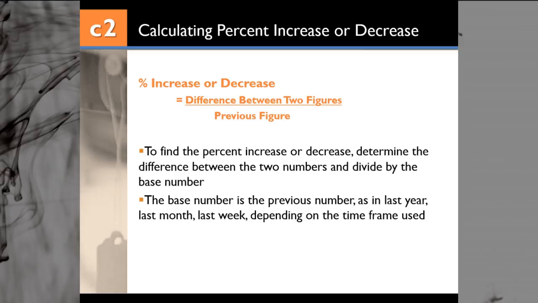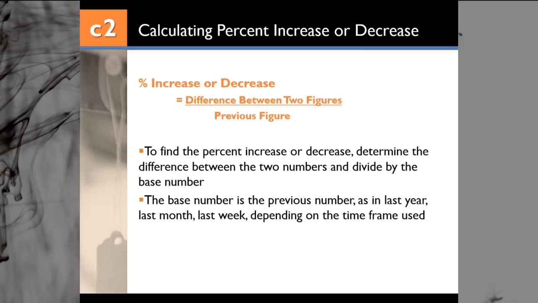Okay, in this question, percent increase or decrease can be calculated by the difference between two figures divided by the previous figure. And to find the percent increase or decrease, determine the difference between the two numbers and divide by the base number. So the base number is pretty much the previous figure. It can be the previous sale, or like last week's sale or something, then you can put that as a base. And the base number is the previous number, as in last year, last month, last week, depending on the time frame used.